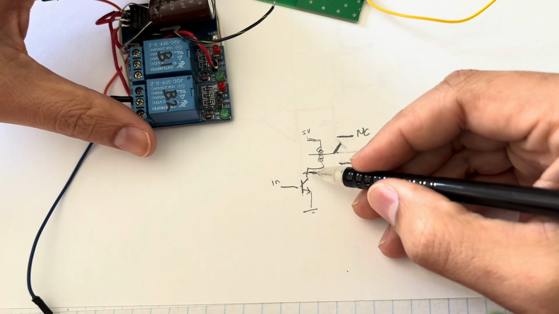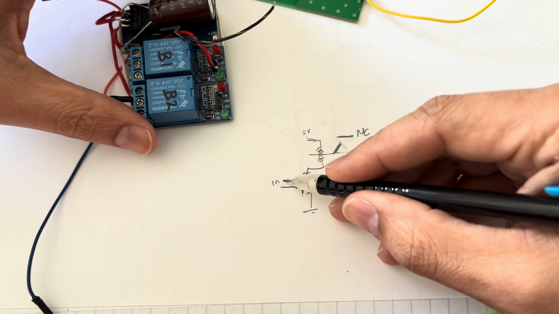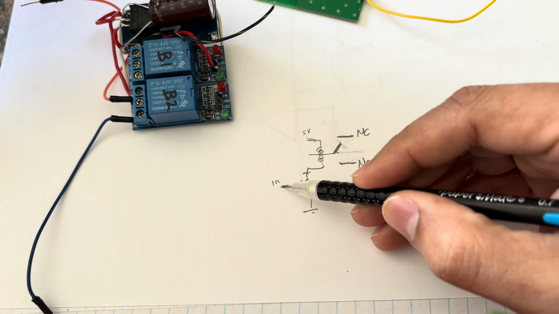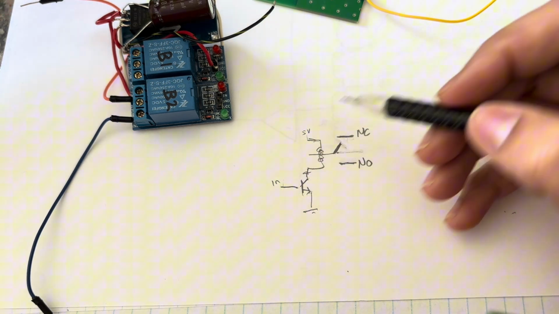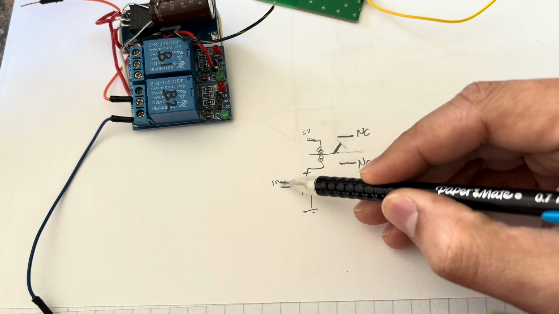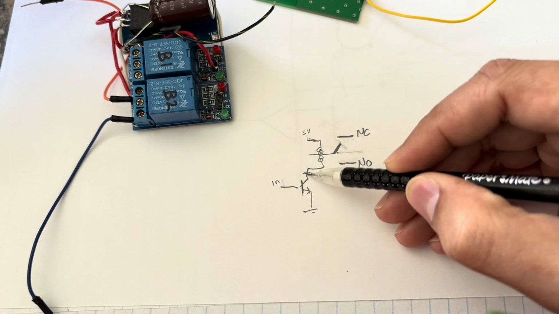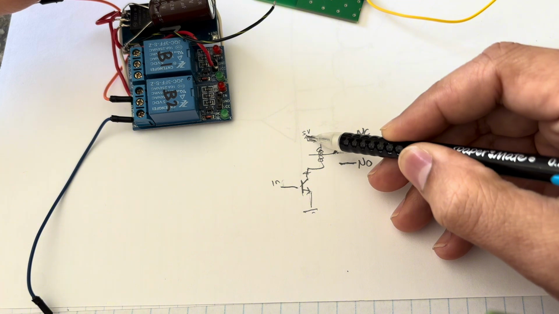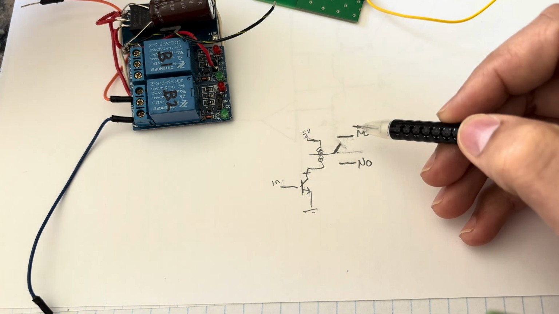Now, this BJT, once the input is, let's say, if you're using an Arduino or some other microcontroller, for simplicity, you're using an Arduino and the output of the Arduino is 5 volts. Once this is 5, it shorts this coil to ground, essentially applying 5 volts across the coil, actuating it.